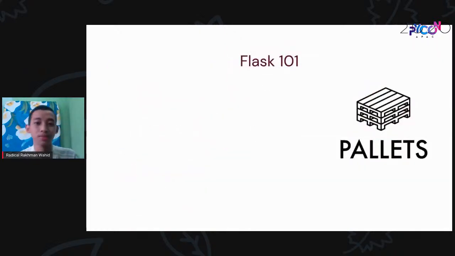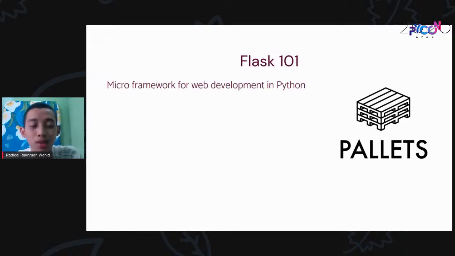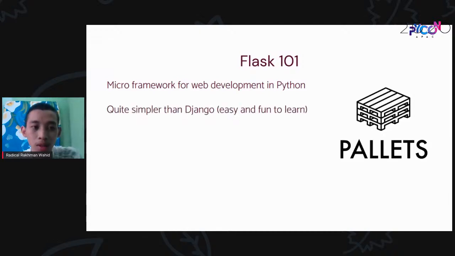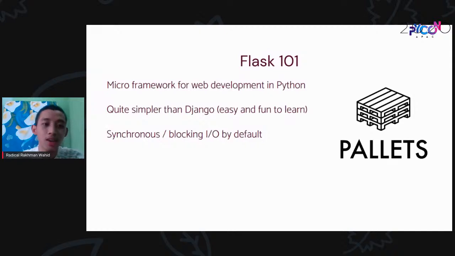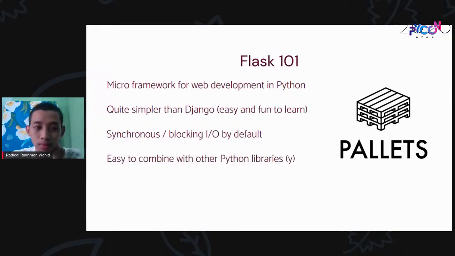Okay, Flask is part of the Pallets project. I think you know about it. Flask is a micro framework for web development in Python. It is quite simpler than Django, easy and fun to learn. It is still synchronous or blocking I/O by default, and it is easy to combine with other Python libraries. This is the reason why I am using Flask to combine with PyTorch, because it is easy to combine, I mean, for me. We can also use Django to combine with PyTorch, but I have more fun using Flask for this project.